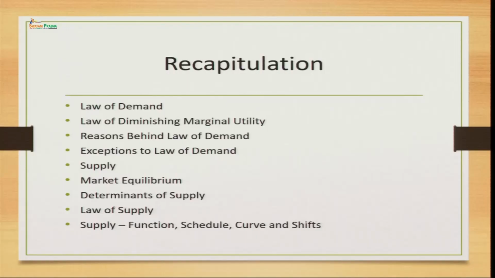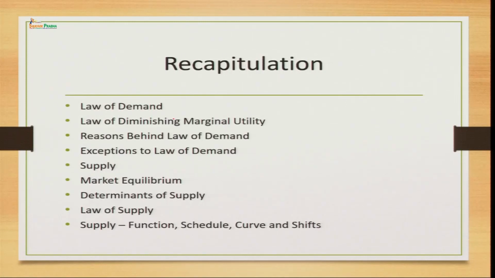Before we start, let us look at the topics we have covered in our previous session. In our last session, we talked about the law of demand, which states that, keeping other things constant, when the price of a commodity increases, the demand for that commodity decreases and vice versa. In this lecture we also discussed the law of diminishing marginal utility, and this law explains how the marginal utility of any item decreases as we keep on consuming that commodity.